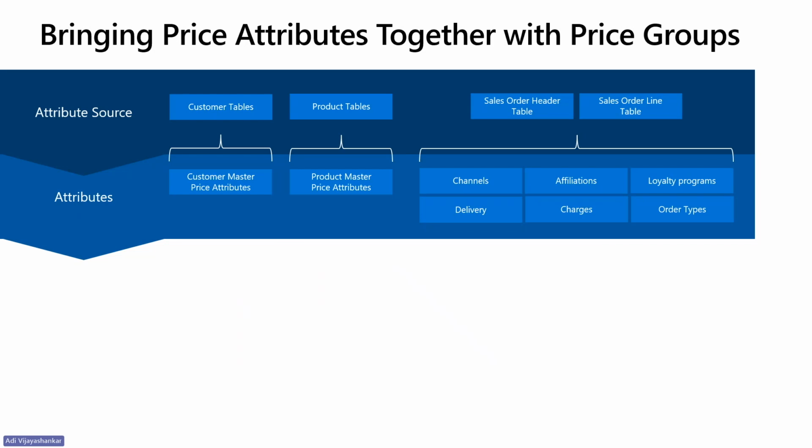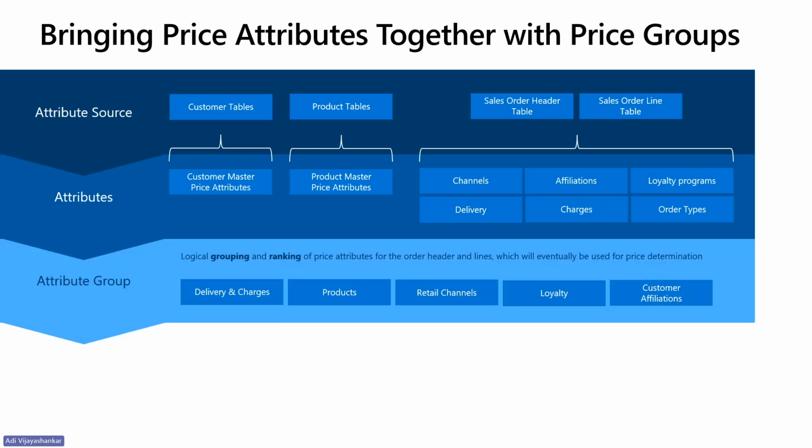So for example, for the customer tables, you might pull attributes like customer accounts, customer group, or region. From the product tables, it might be product, brand, or category. And from the sales order tables, it could be channels, affiliations, loyalty programs, order types, delivery, or payment methods.